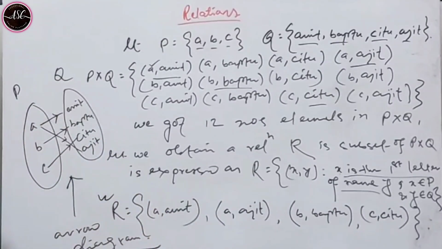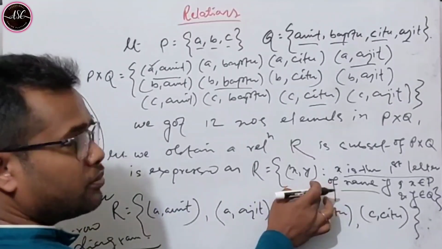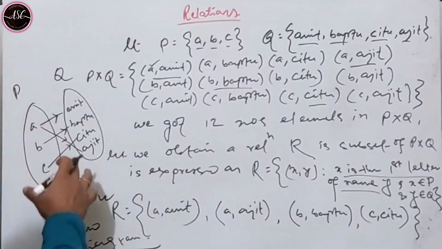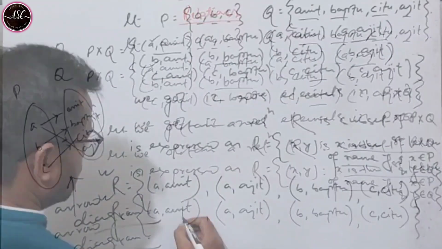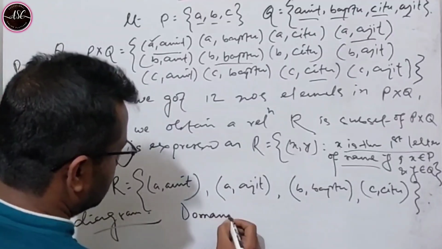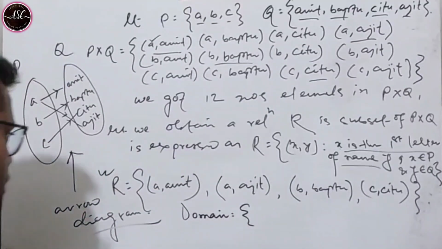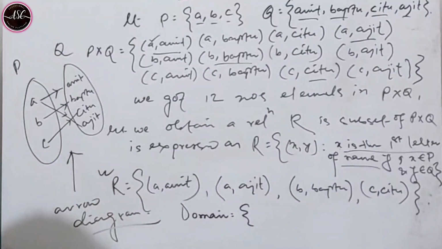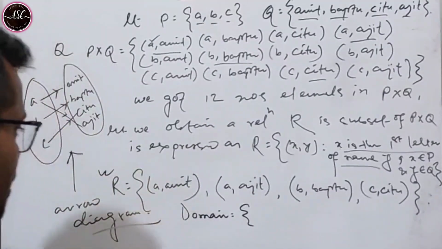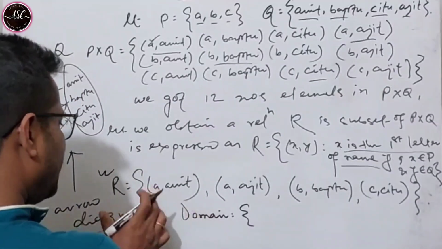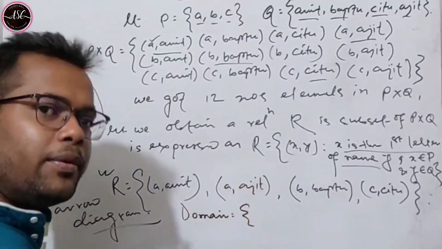So a relation can be expressed in this form, that is roster form, this is tabular form, and this is arrow diagram. Okay. Domain. Here, the domain of R: if there is a question and a relation exists of this type, then what is the domain of R?